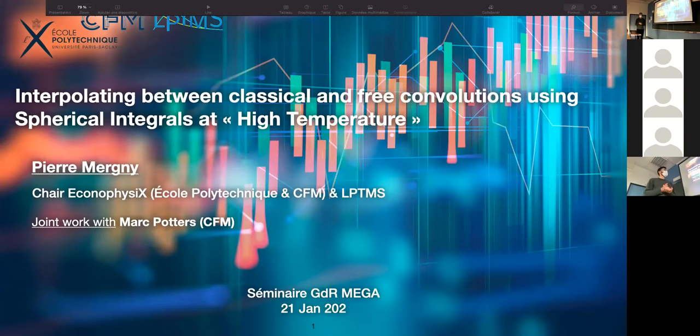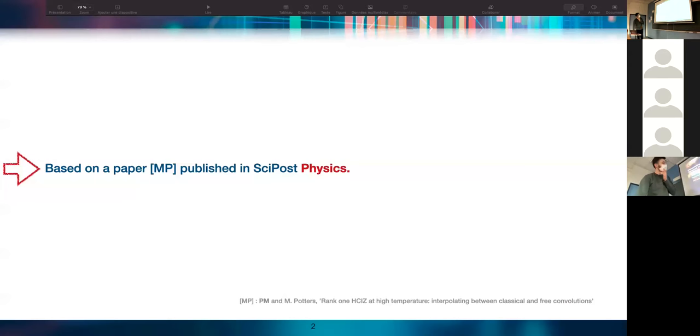So first, as Jonas said, it's a pleasure to be able to present my work. And so without any further ado, I will speak about a joint work with Mark Waters. This is based on a paper which is published in CMP Physics. I put physics in red because it is a paper in physics.